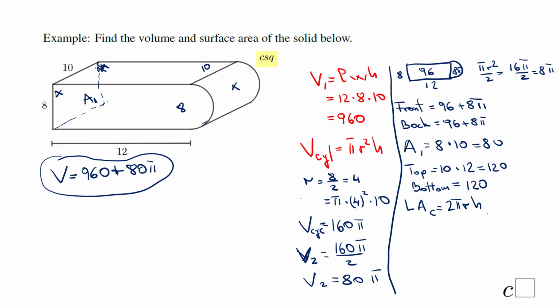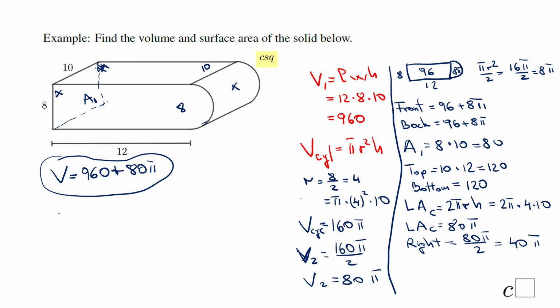And what do we get here? We have 2 pi times the radius, which is 4, if you remember, and the height is 10. So this lateral area of the cylinder will be 80 pi. But don't forget, we need to divide by 2. And I'm going to say this is the right side of this composite shape. This is going to be 80 pi divided by 2, and that will be 40 pi.